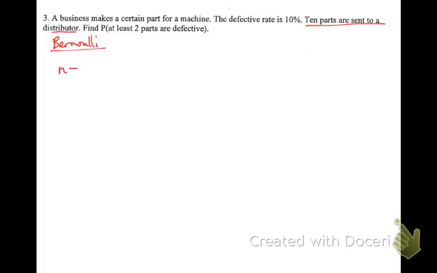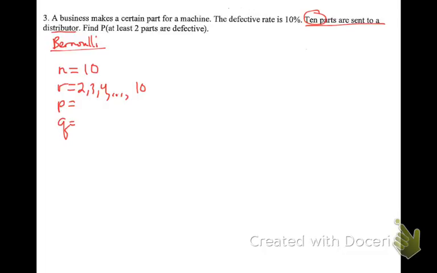So let's set up our NRPQ. The total number of parts sent is 10, so that's going to be my N. And you want to know the probability that at least 2 are defective. So that's 2, 3, 4, all the way up to 10. Now remember from the previous lesson, that's a lot of adding to do. So in this case, we're going to look at the complement of 2, 3, 4, all the way up to 10, namely the 0 and the 1. That's 2 things you have to add up, but we're going to subtract that from 1.